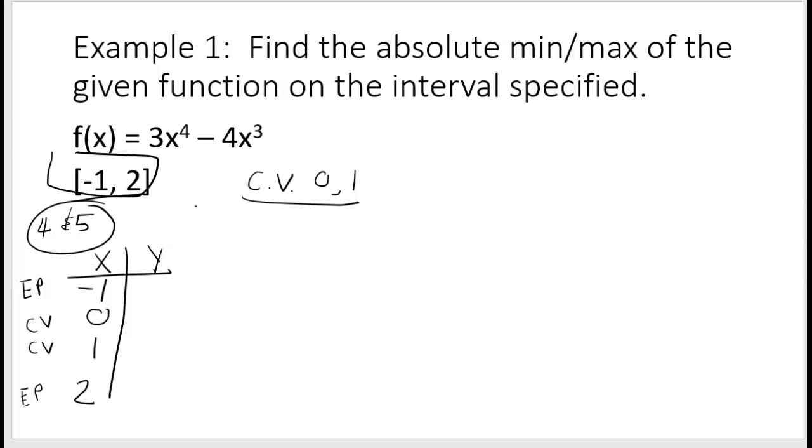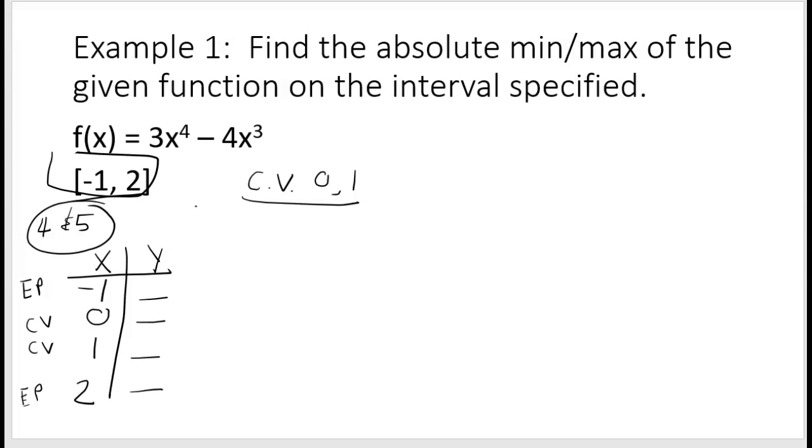The endpoints are one of our candidates for where a relative extrema could be, and the critical values are where the relative extrema might be, which is also a place where the absolute extrema might be. So these are our 4 candidates. We have 4 possible locations where the absolute min and the absolute max are. Now remember, absolute mins and absolute maxes are y values. So how do we find the y values?